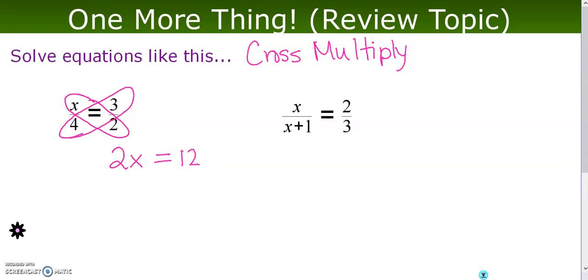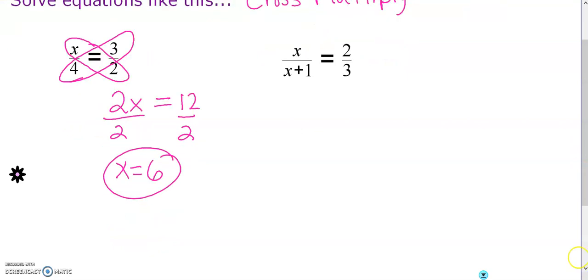Now I have a one-step equation that I'm used to seeing. So I'm going to go ahead and just continue, which means divide by 2. And we get x equals 6. We can go ahead and verify this like we've verified other equations by plugging in our 6 to our fraction.